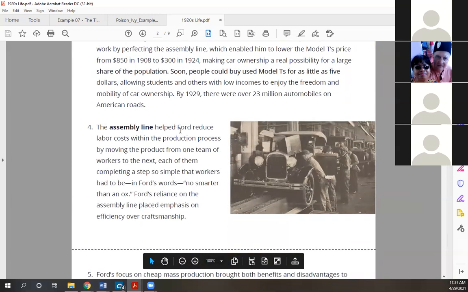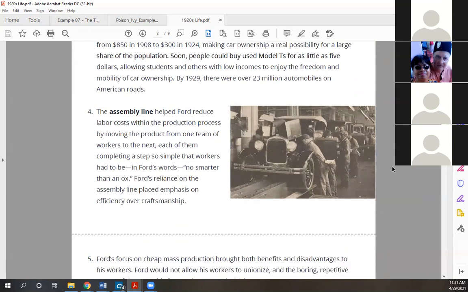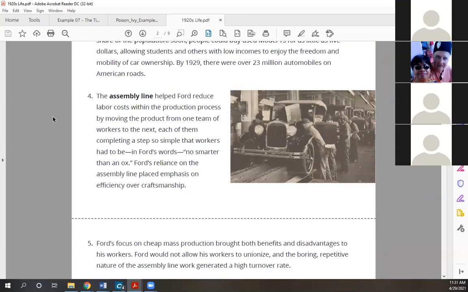It says the assembly line helped, and I put a picture here. The assembly line helped Ford reduce labor costs within the production process by moving the product from one team of workers to the next, each of them completing a step so simple that workers had to be, in Ford's words, no smarter than an ox. Ford's reliance on the assembly line placed emphasis on efficiency over craftsmanship.